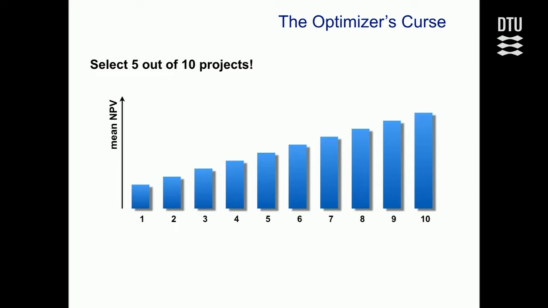So let's assume that there are 10 different projects that you could carry out, that you could implement. So you're some manager, right? You have 10 different projects, but you cannot implement all of them because you have a limited budget. So out of these 10 projects, you can pick 5. Okay? Now, the blue bars here, they visualize the expected net present values of these 10 projects. Okay? So, given this information, which projects would you choose?